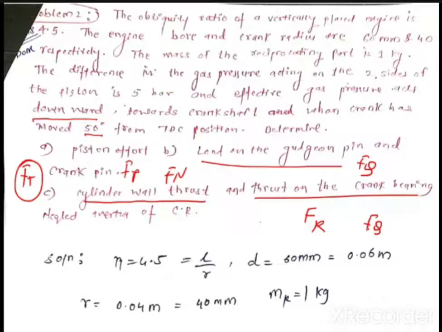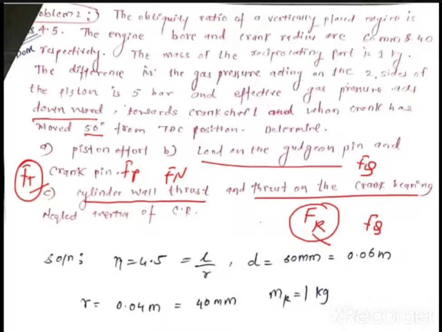Shall I show you the diagram? Or can you imagine which are the two forces? FQ is divided into two forces. One is a perpendicular force FT, and another is a radial force FR. So radial force FR is nothing but it creates the thrust on the crank bearing.